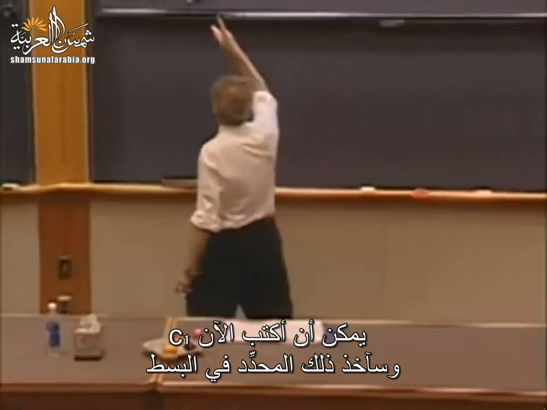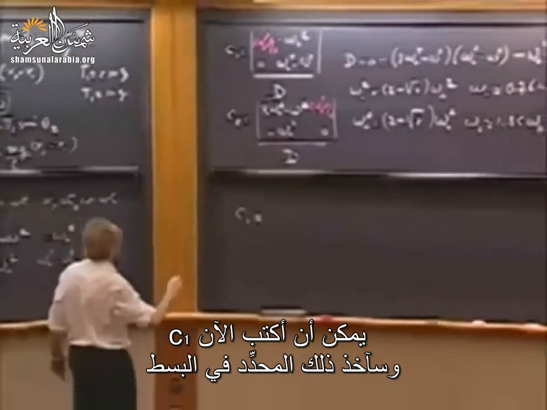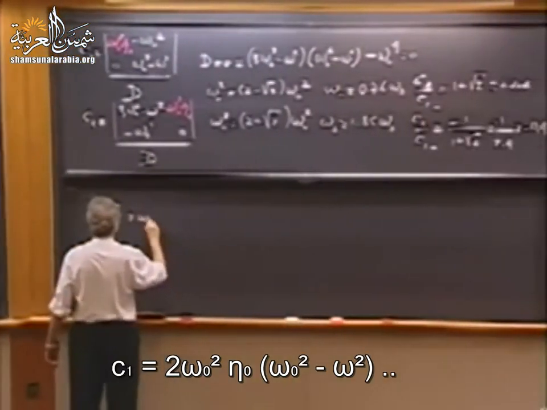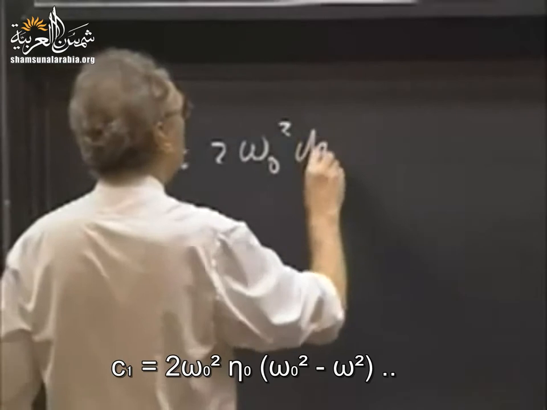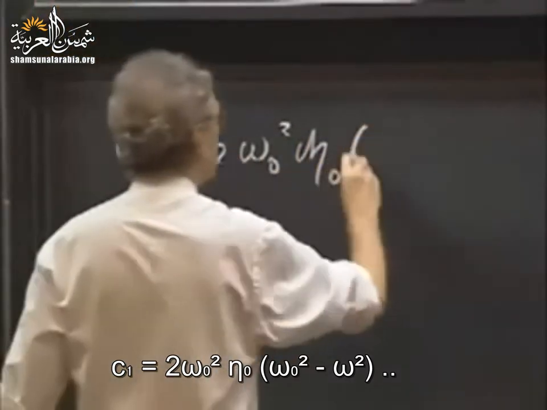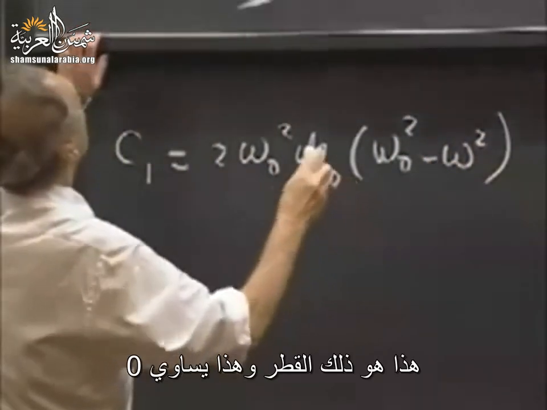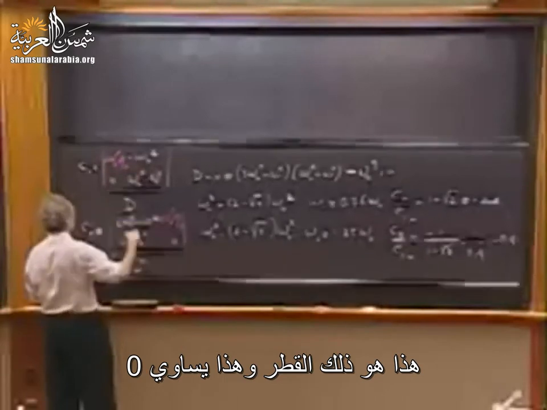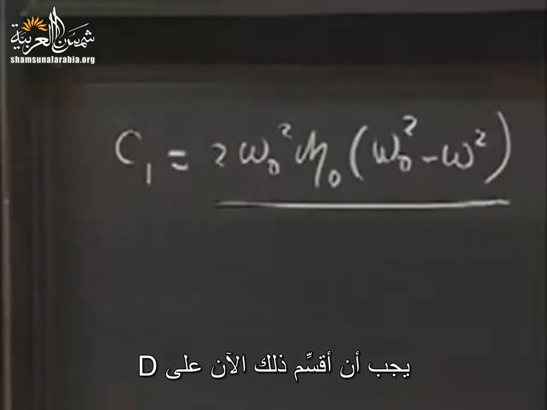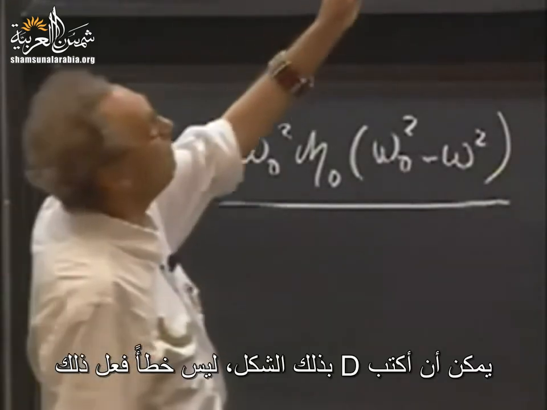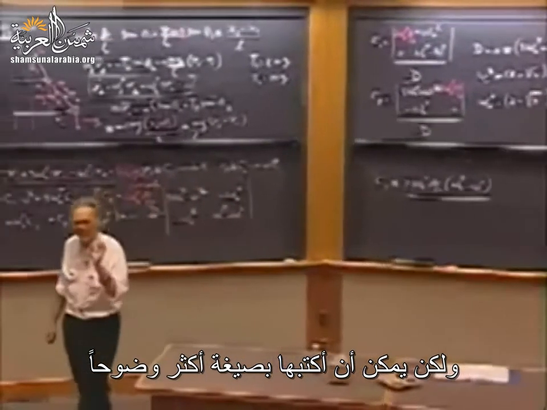So I can write down now C1. So I take the determinant there of the upstairs. So that gives me 2 omega 0 squared times eta 0 times omega 0 squared minus omega squared. That is this diagonal, and this one is 0. And I have to divide that by D. Now I could write D in that form, and there's nothing wrong with that, but I can write it in a form which is a little bit more transparent.